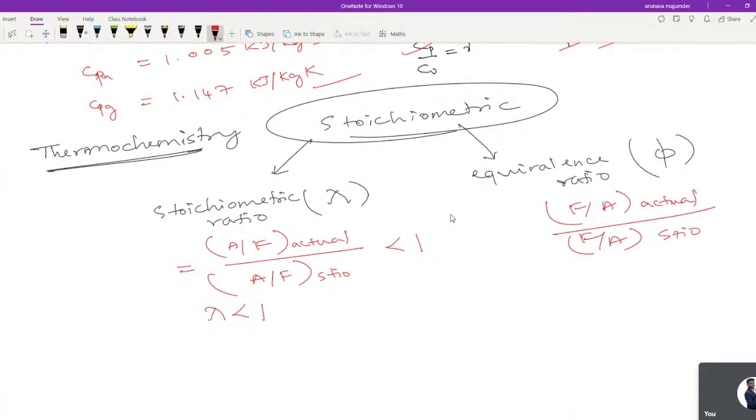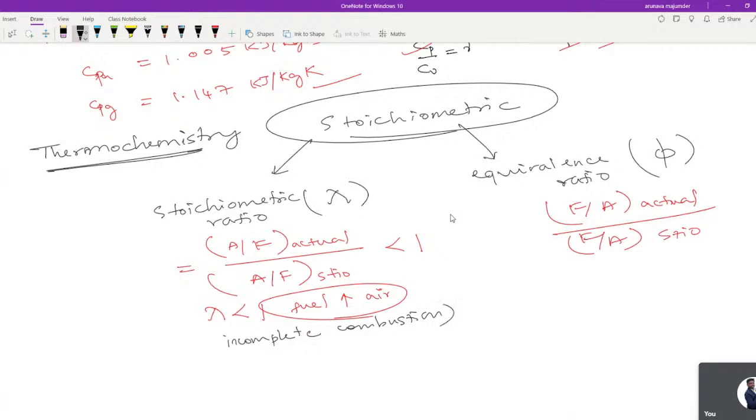I mean this actual one is less compared with the ideal one, so obviously the fuel is more and the air is less. Basically, we can say fuel is more as compared with the air in this concept. So if the fuel is more and the air is less, it will not lead to complete combustion. It will finally lead to an incomplete combustion, right?